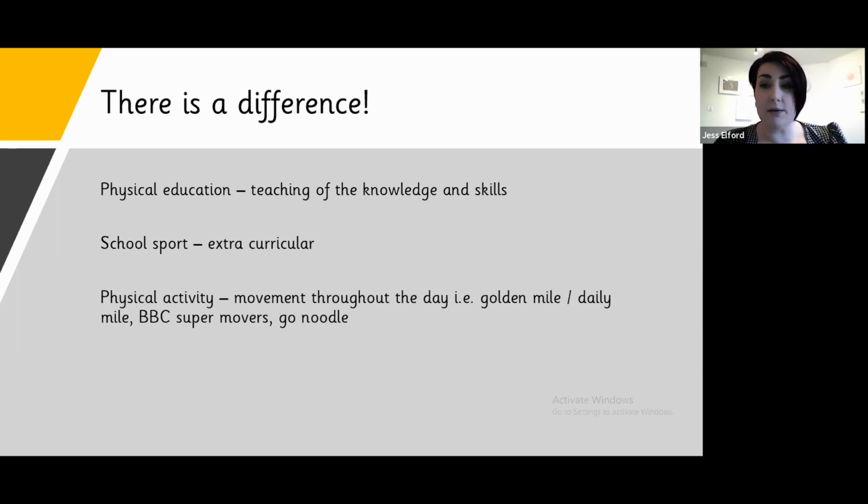BBC Super Movers is a brilliant resource to ensure that children are having lots of time being physically active throughout the school day. They have lots of really brilliant dance videos that are linked to lots of areas of the curriculum, and we use them quite a lot in my school for maths, for teaching times tables, and for teaching addition and subtraction facts. So I would highly recommend you go and have a look at those.